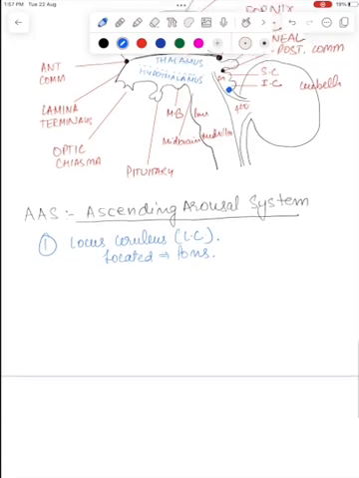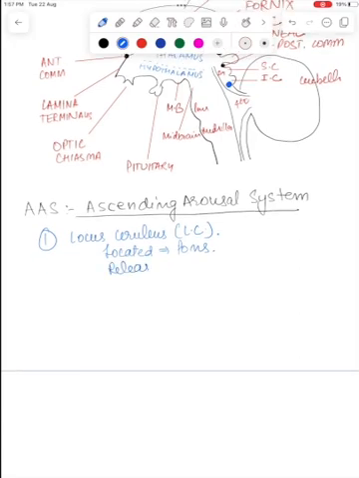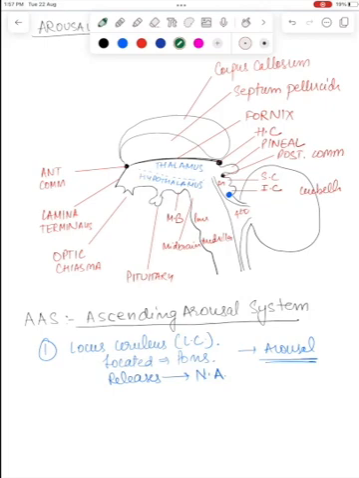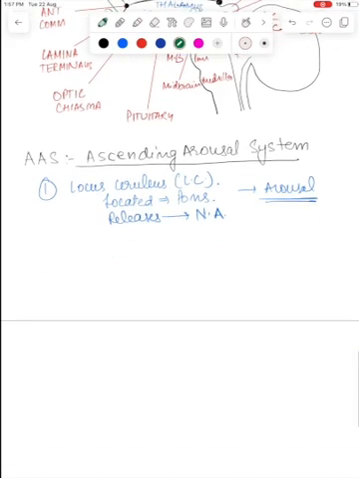And what does it release? It releases noradrenaline and it promotes arousal. Naturally, all of these things are going to promote arousal. Now, locus ceruleus is going to have various connections that are going to go into the thalamus. They also go into the basal forebrain, and they also have direct connections to the higher cortical centers. So, essentially, it is going to stimulate the cortex and promote wakefulness, right? So, this is quite important.